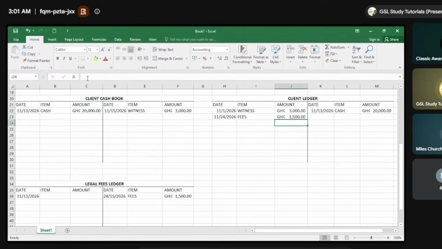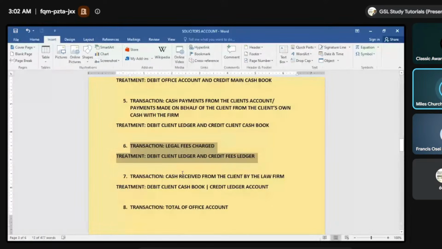Okay. So let's go to the rules. We are going to the rules book, Order 81, by principle, Transaction 6. Please, can you read for us? Transaction: legal fees charged. Treatment: debit client ledger, credit fees ledger.